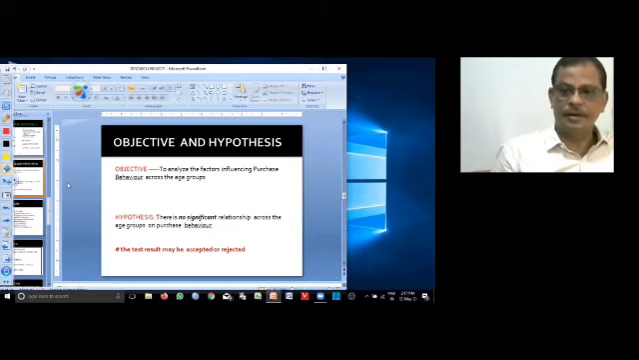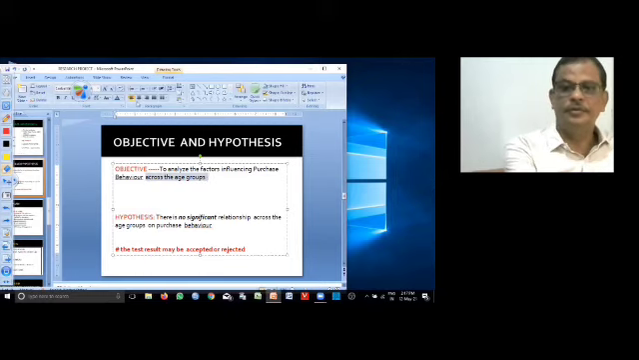Suppose I have to take one objective: to analyze the factors influencing purchase behavior across the age groups. Across the age groups, that means within the age groups, I want to make a study. So that thing I have to mention.